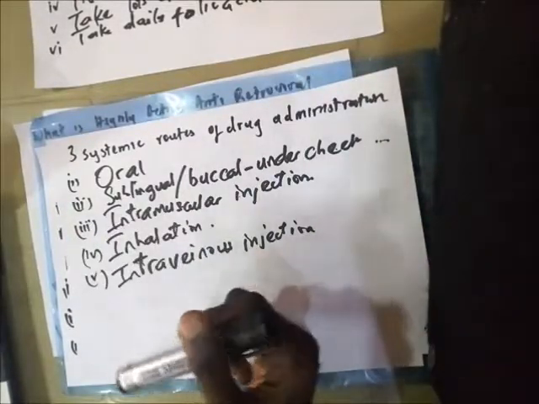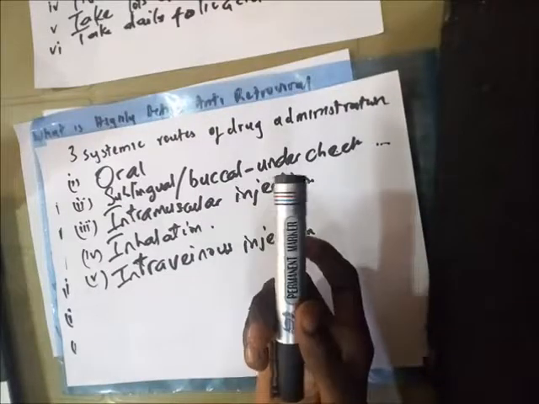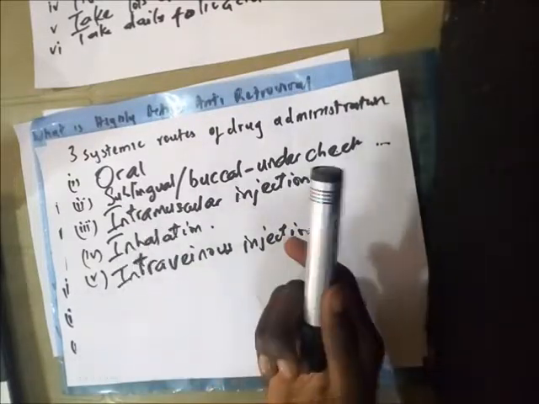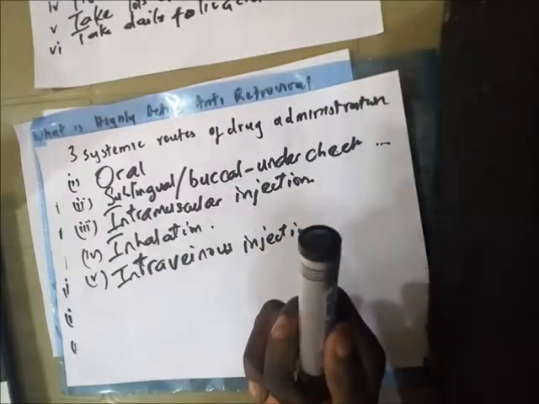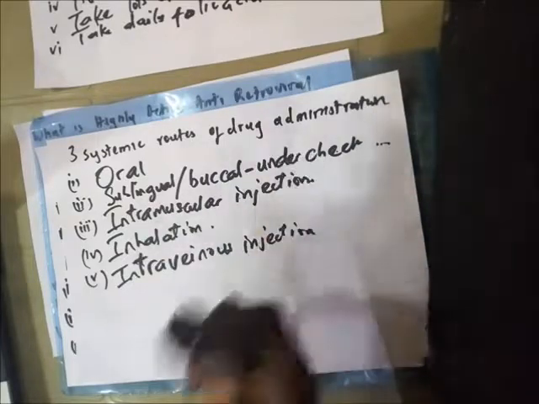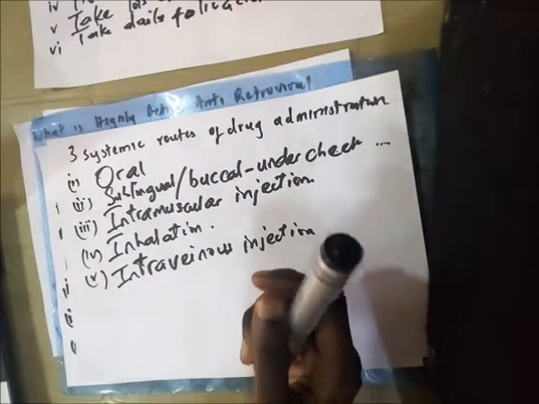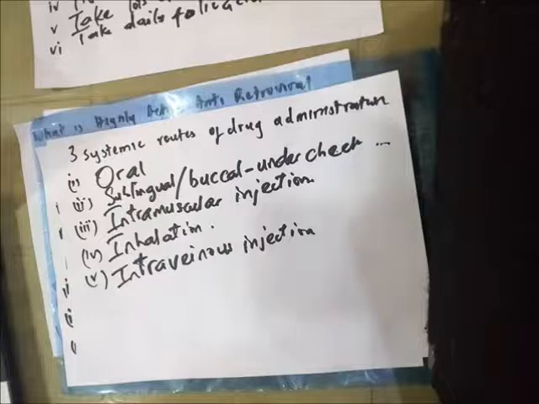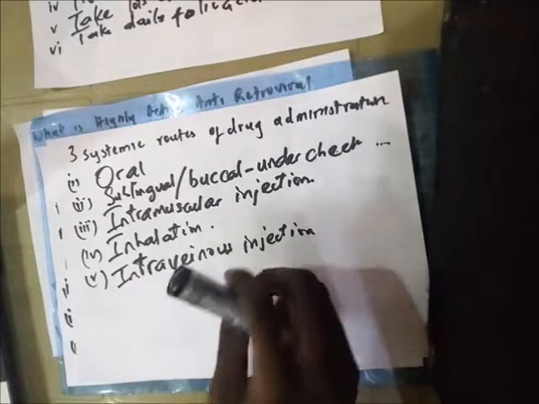We have intramuscular injection. We have inhalation, and we have intravenous injection. Intramuscular injection is the one you inject in your buttock, and intravenous is the one you inject in your arm. That's it. And we have inhalation.